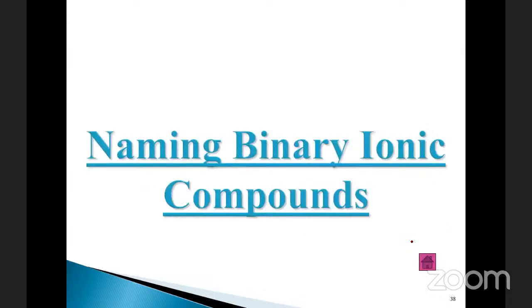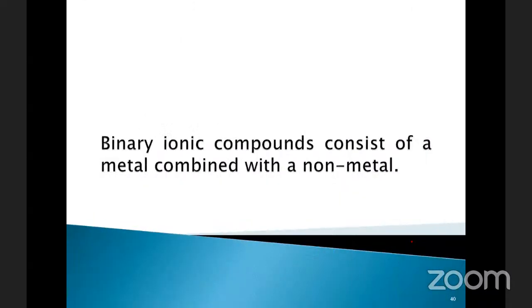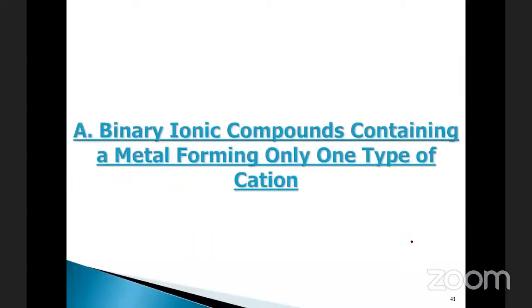Now what we're going to talk about is specifically how we name binary ionic compounds. When we're talking about binary ionic compounds, we're talking about ionic compounds which are made up of only 2 elements. One would be a metal and the other one would be a non-metal. As stated, binary compounds contain only 2 different elements, and it happens when you have a metal combined with a non-metal. There are several types of binary compounds. The first type we're going to look at is one where you have a metal ion that forms only one type of cation.